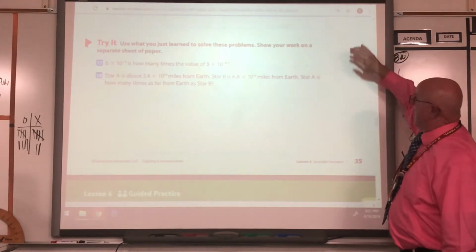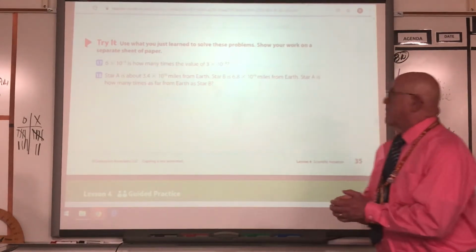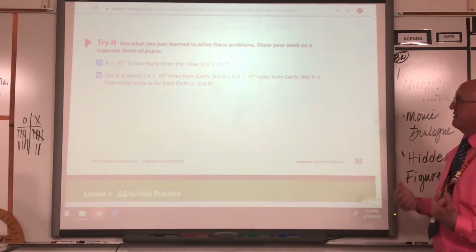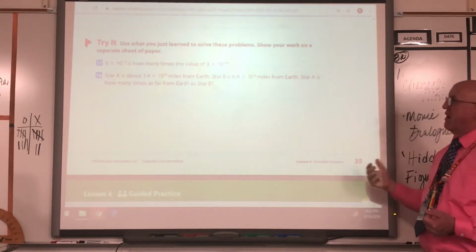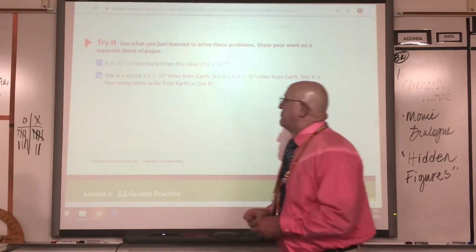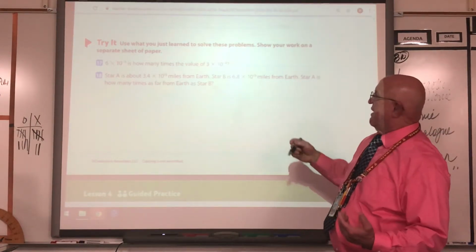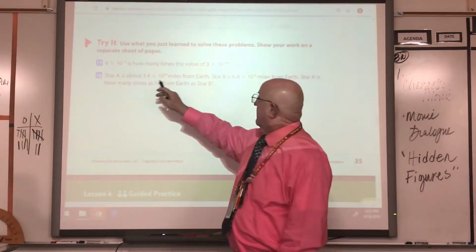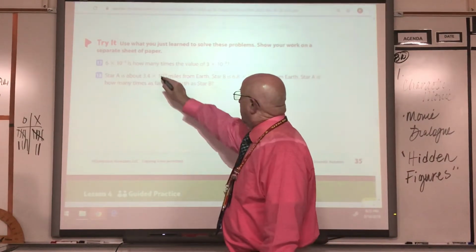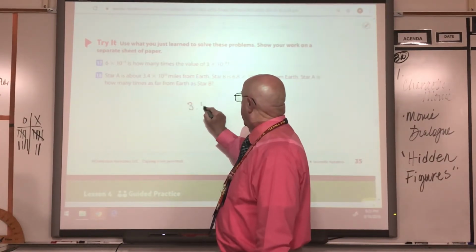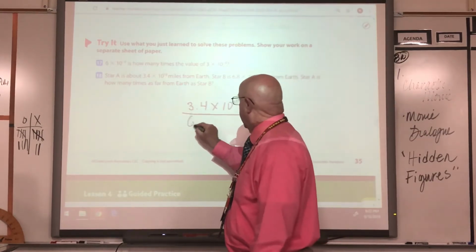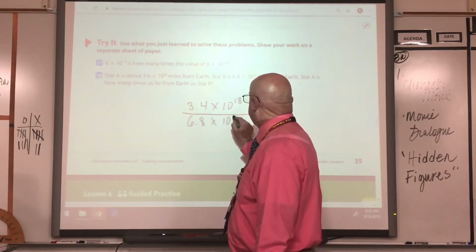And the last problem that we're going to do: star A is 3.4 times 10 to the 18 miles from Earth. Star B is 6.8 times 10 to the 16 miles from Earth. So star A is how many times as far from Earth as star B? Again, we set this up as a division problem. We have 3.4 times 10 to the 18th, and we're going to divide that by 6.8 times 10 to the 16th.